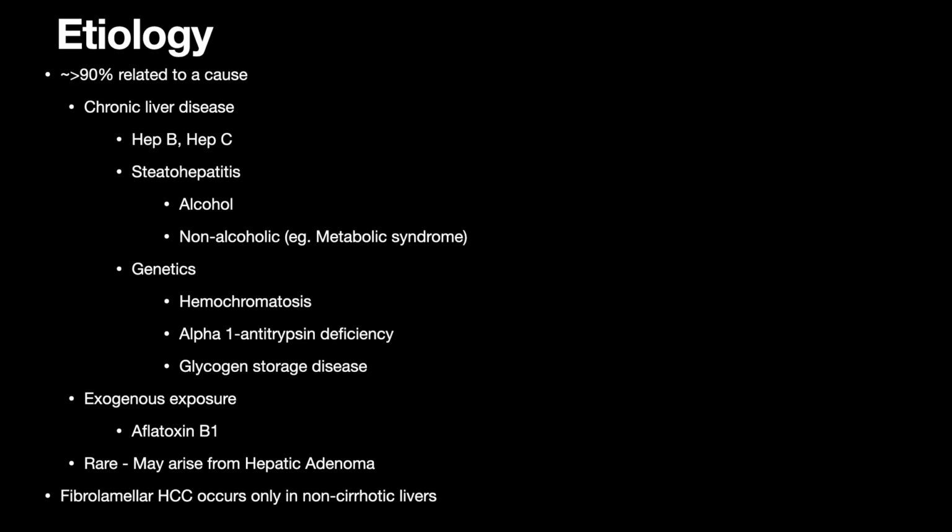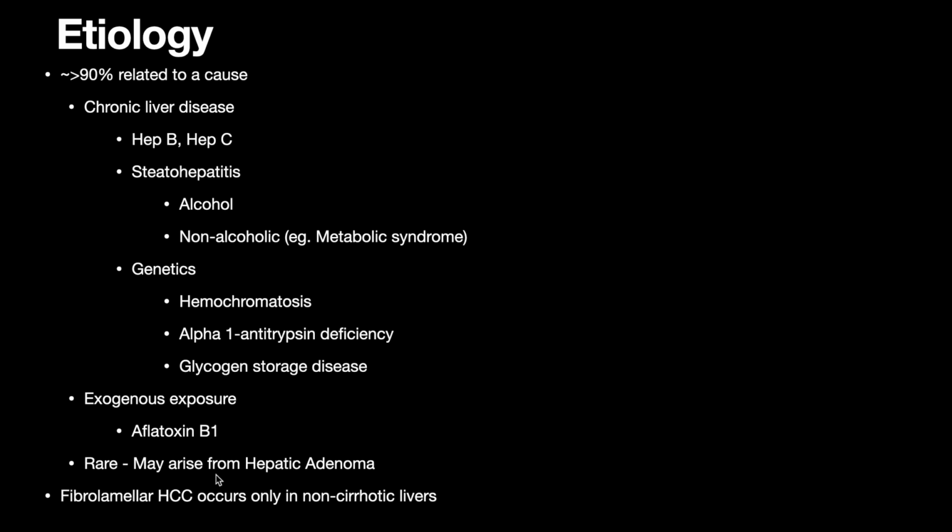Etiology, approximately 90% is related to a cause, including chronic liver disease. In terms of microbiology, Hep B, Hep C, steatohepatitis, that can be due to alcohol intake or non-alcoholic, such as metabolic syndrome. Genetics, including hemochromatosis, alpha-1 antitrypsin deficiency, glycogen storage disease. Exogenous exposures like aflatoxin B1, and rarely it may arise from a hepatic adenoma.